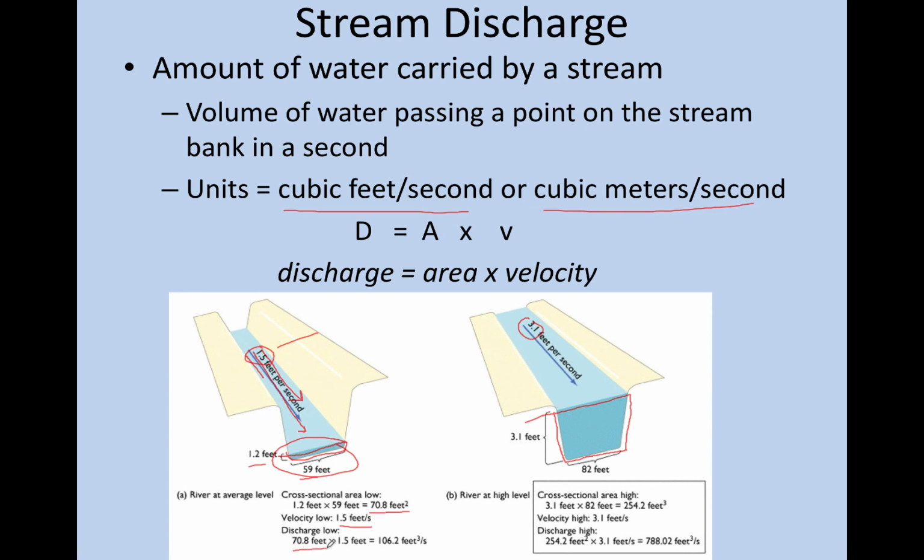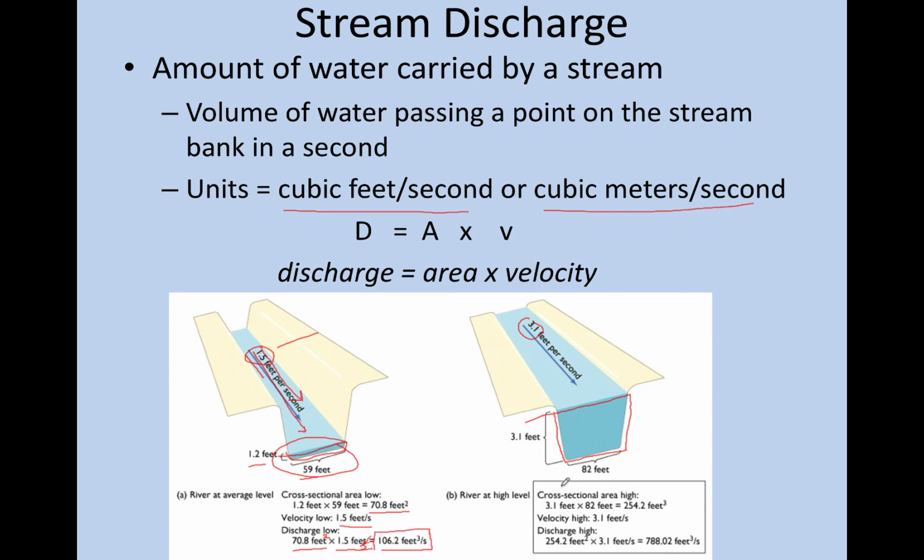So cross-sectional area times velocity gives us discharge. They do that right. They forgot the units here. This should be feet per second, and this should be feet squared. But basically, you get the idea, feet per second. So it's going to be 70.8 feet squared times 1.5 feet per second, which is going to give us 106.2 cubic feet per second.